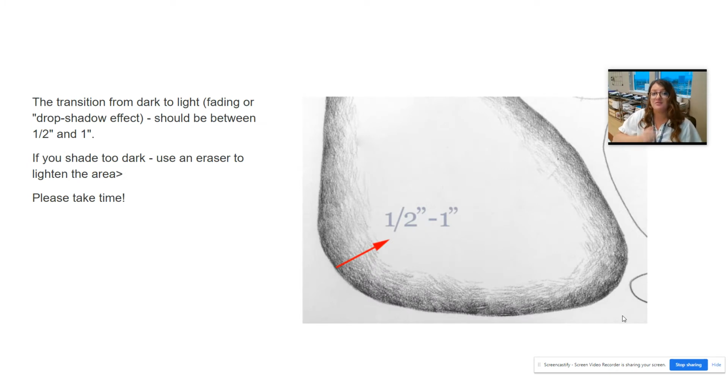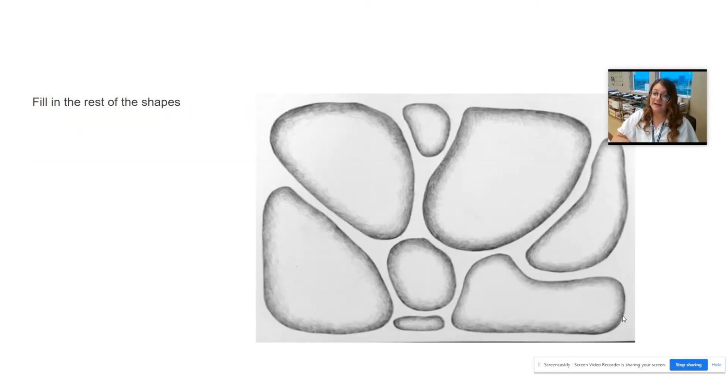The transition from dark to light, or fading your drop shadow effect, should be between 1 inch and 1/2 inch. So you really want to not do the whole entire box, just make sure it's just that little inch or 1/2 inch. If you shade too dark, then use an eraser and lighten up the area, and really take your time so this looks really nice and it looks like the form is going inside. All right, after this, you are going to fill in the rest of the shapes, so then your first layer should be complete.